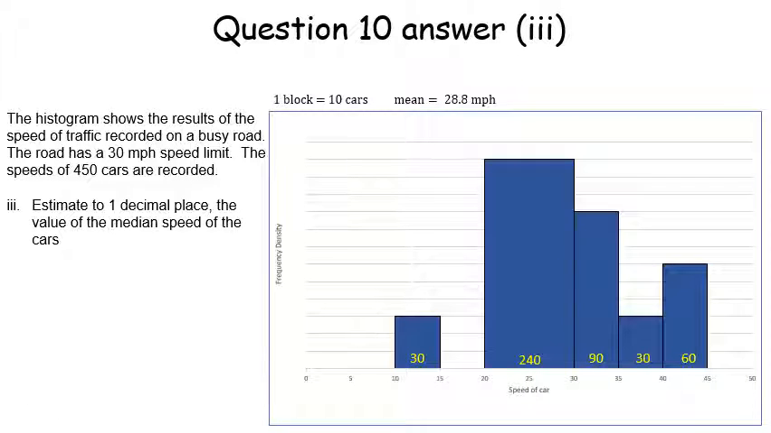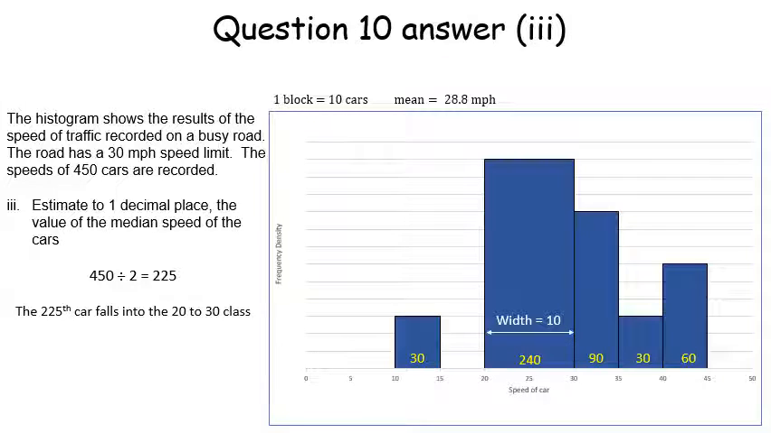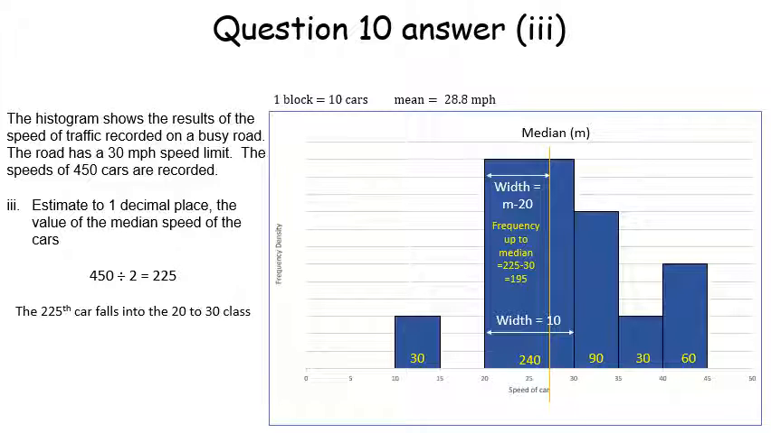We have 450 cars, so we need to find the speed of the 225th car. We can see that the 225th car falls in the 20 to 30 class. The class width from 20 to 30 is 30 minus 20, so is 10. And the class width from 20 to the median is the median minus 20, so we'll call that m minus 20. Now, comparing the frequencies in this class, from 20 to 30 miles per hour, we have 240 cars. From 20 to the median, we have 225 minus 30, so we have 195 cars.